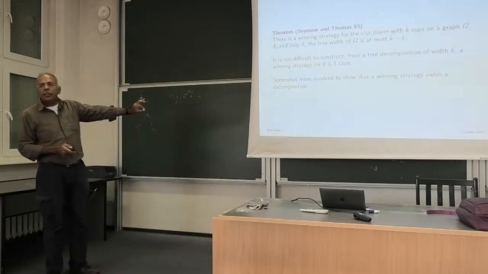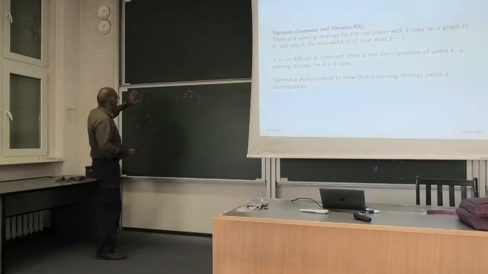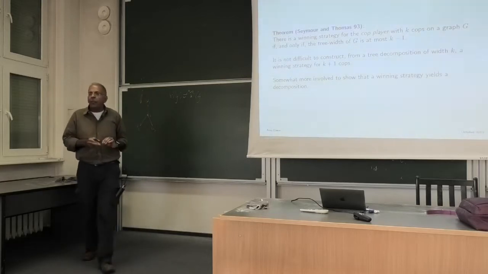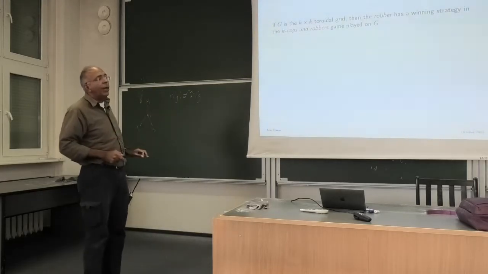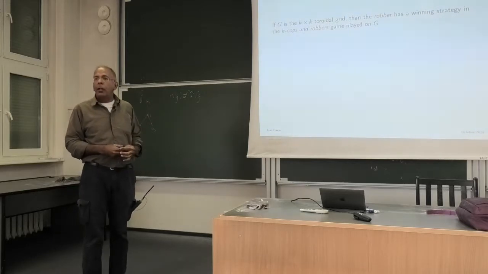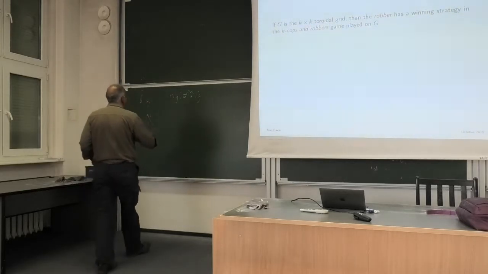For our purposes, if you don't want to worry about tree width, to make the result I want, all you need is that there is a graph on which a robber has a winning strategy, again, for any k, right? That's all I really need. For every k, I can give you a graph, and I'll give you a concrete such graph. We want to call it the k by k toroidal grid. This is this graph.